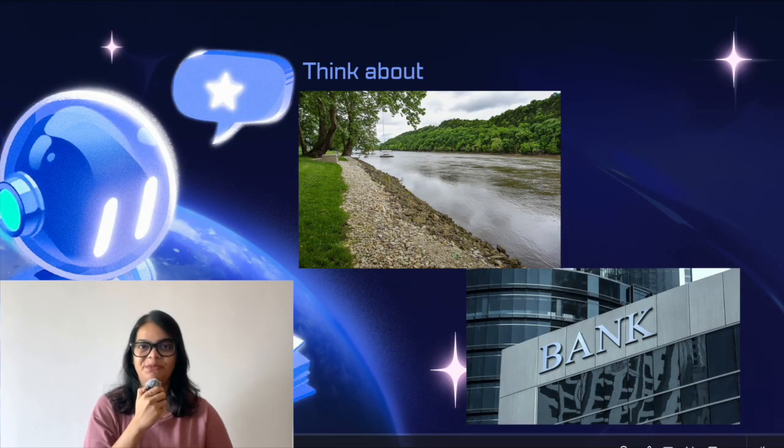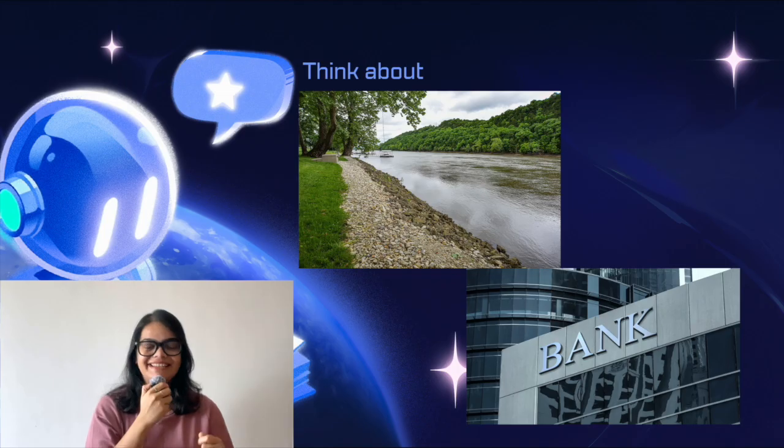Think about these two phrases, river bank and financial bank. The word bank is the same in both the phrases, but the meaning is completely different. Before 2018, most embedding models treated them exactly the same way. They assigned the same embedding vector to the word bank, no matter the context.